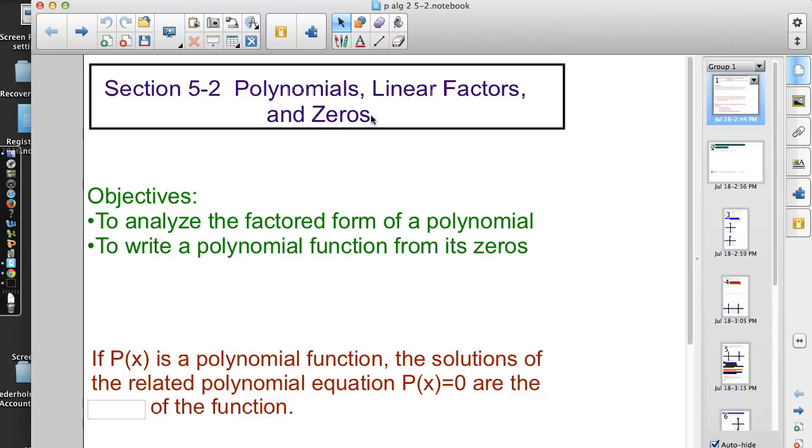Eventually, and let's see, I don't think we got to this first hour. We're going to write polynomial functions from zeros. So we probably won't get that far today, but we'll wait and see.